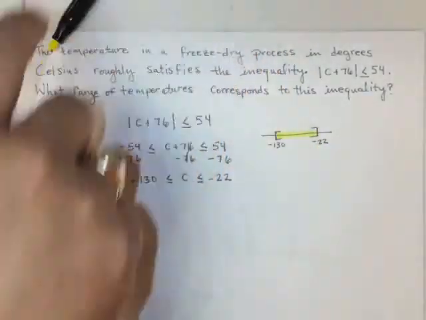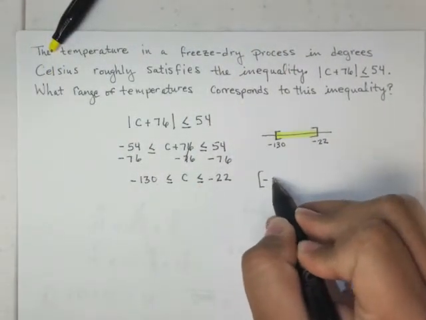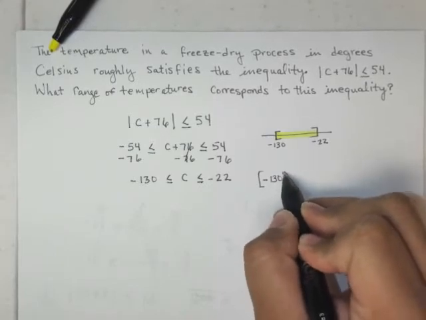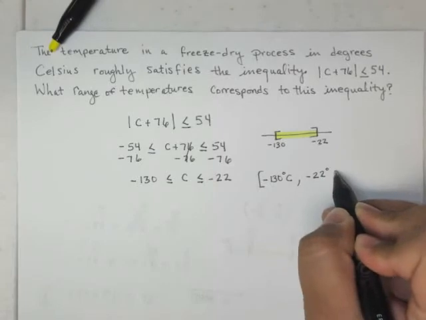So I'm going to put a square bracket on either side, and we're shading the area in between. Okay, and if you wanted a solution set, using appropriate units, it would be between negative 130 degrees Celsius and negative 22 degrees Celsius.